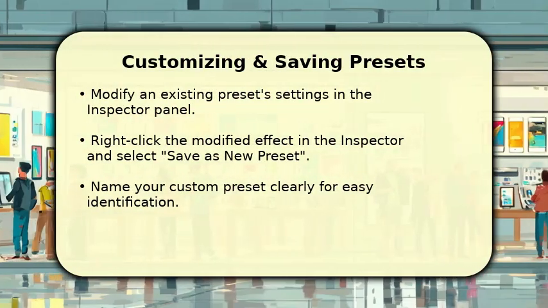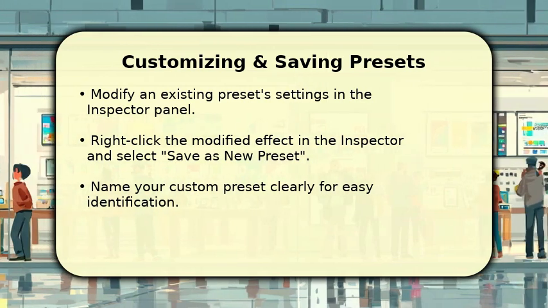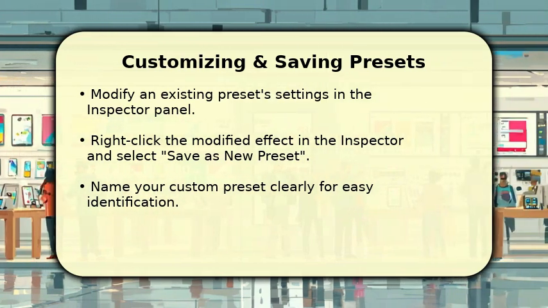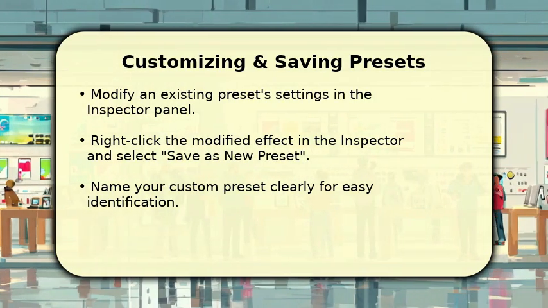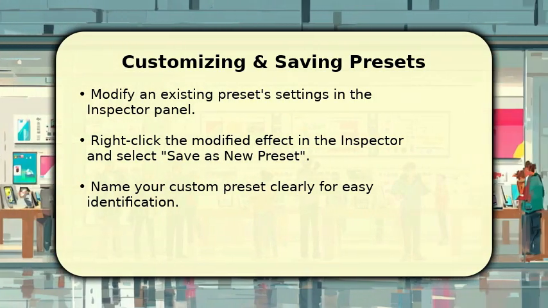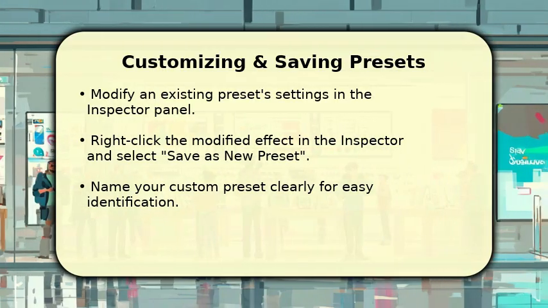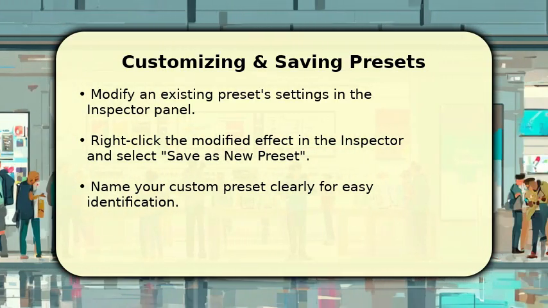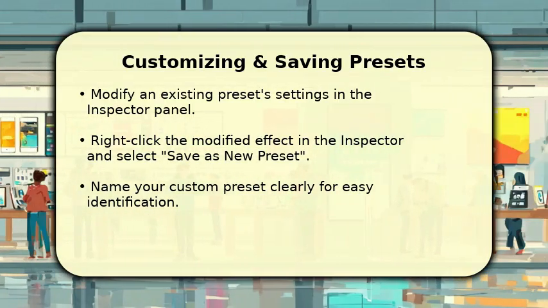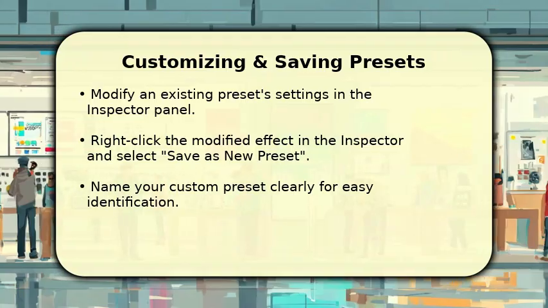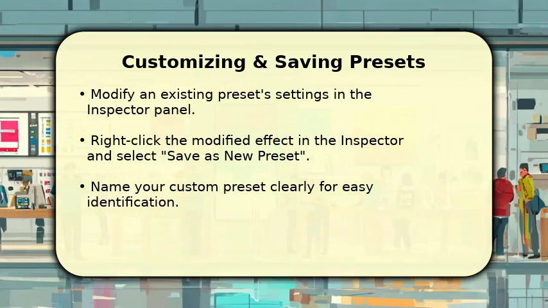DaVinci Resolve allows you to customize existing presets and save your own. After applying a preset, make any desired adjustments in the Inspector panel. Once satisfied, right-click on the effect in the Inspector and choose Save as New Preset. Give it a descriptive name, and it will appear in the User section of your Effects library, ready for future use. This is perfect for maintaining a unique style.